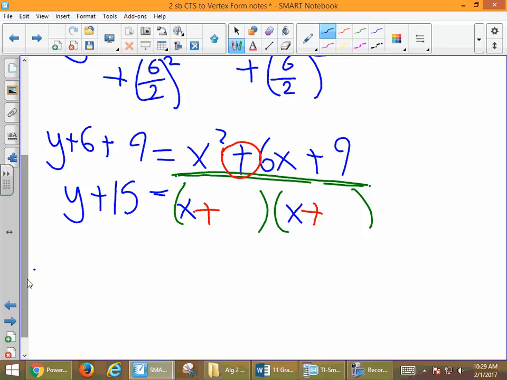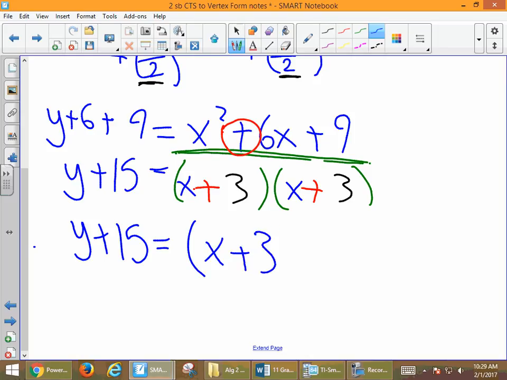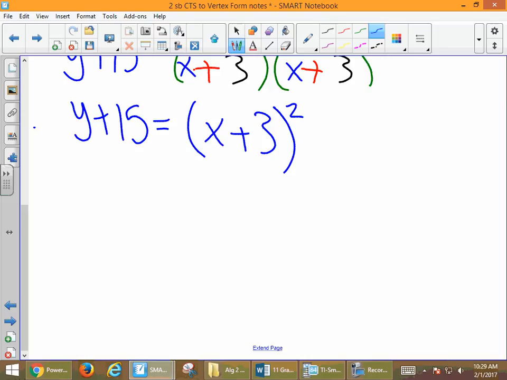And then if we take 6 over 2, what we added to both sides, that value is going to be 3, so we have x plus 3 and x plus 3. That's a quick, simple way to factor whenever we have a perfect square trinomial. And if you can't remember that, just factor by splitting the middle like you usually do, and you'll get it. So we have y plus 15 equals x plus 3 and x plus 3, which are the same, so we can condense them together. We'll have x plus 3 squared, and now our last step is to solve for y.